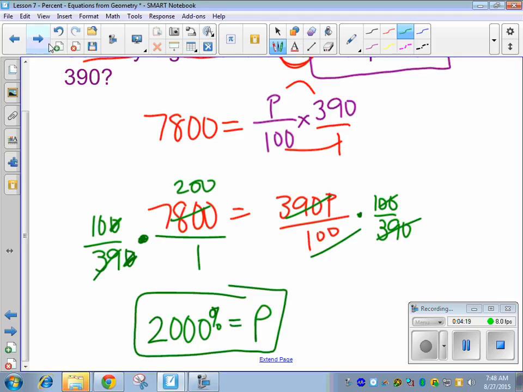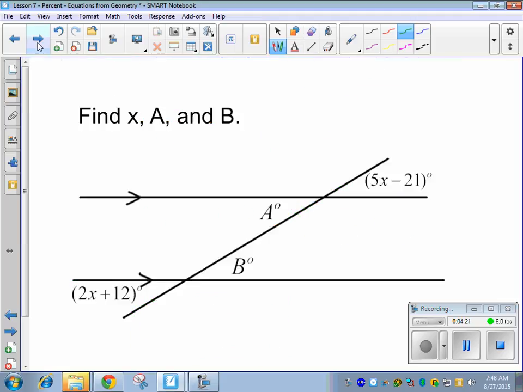Okay, everybody got it? All right, find x, a, and b. Go ahead and draw this picture on your notes. We have parallel lines, which means we can use alternate interior angles, alternate exterior angles, corresponding angles, vertical angles, right? All those things we've learned to solve.